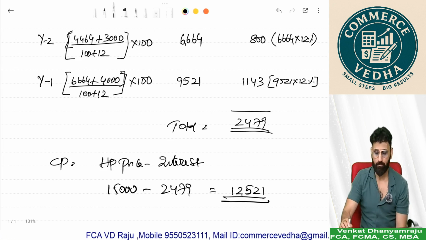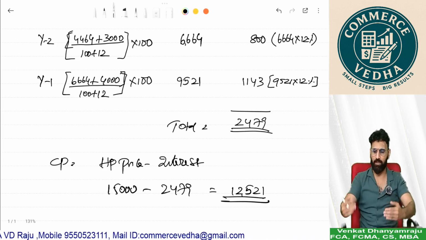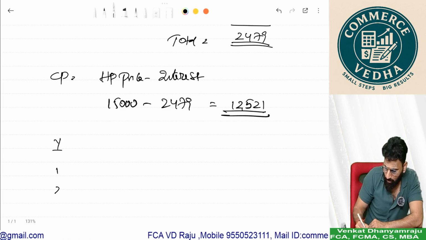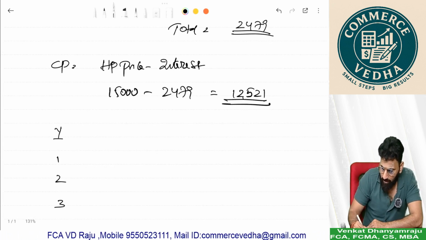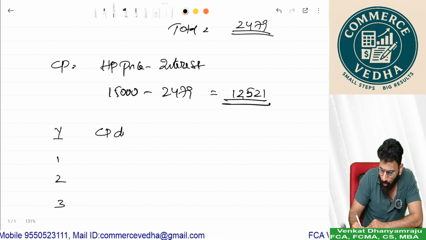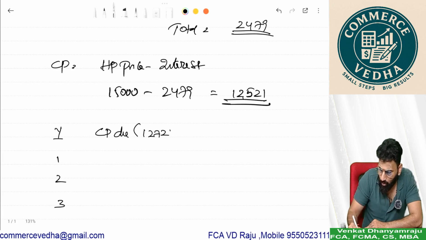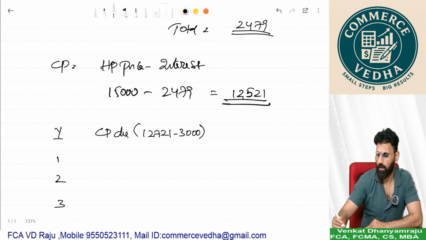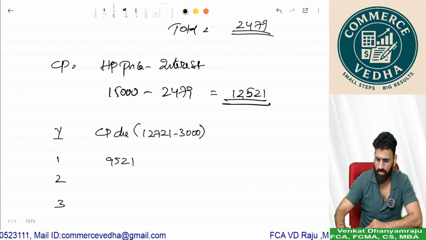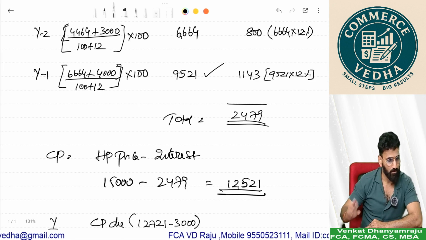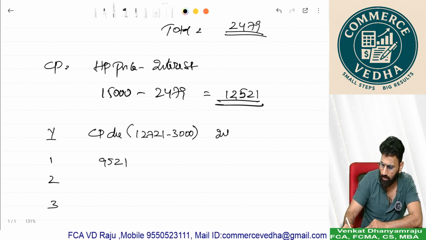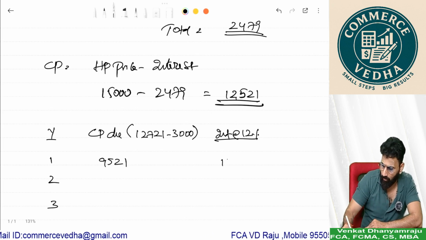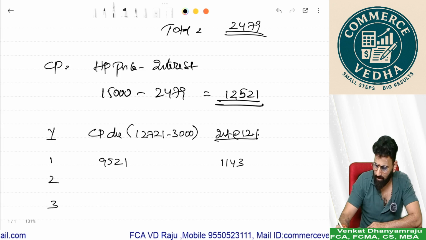12,521. Now to prove that our answer is correct, I want to go one more step ahead. Year 1, 2 and 3. This is cost price due. I'll say 12,521 minus down payment 3000. So cost price due is 9521. Check, your first year due is 9521, right? So interest at 12% on 9521 is 1143.